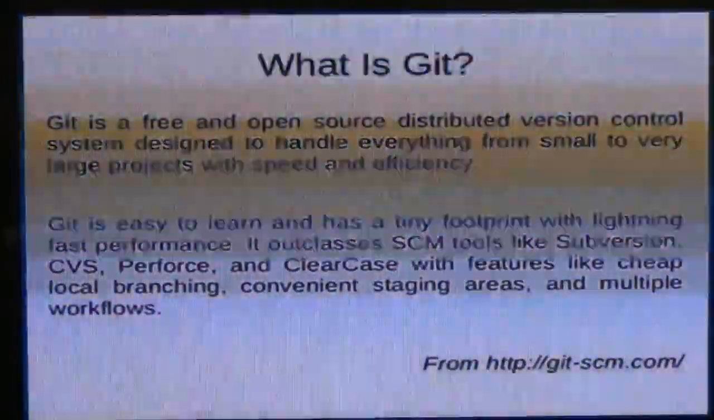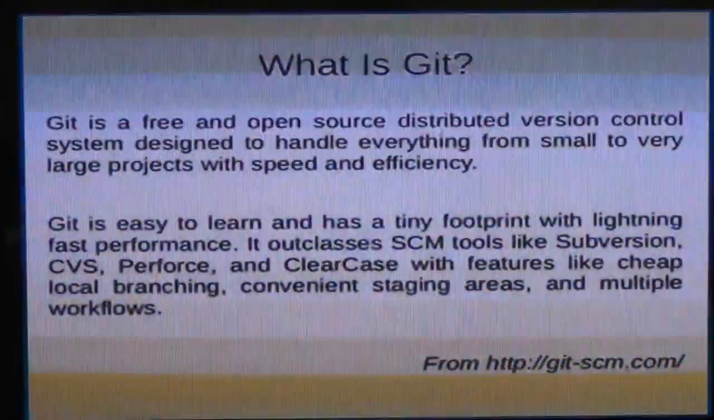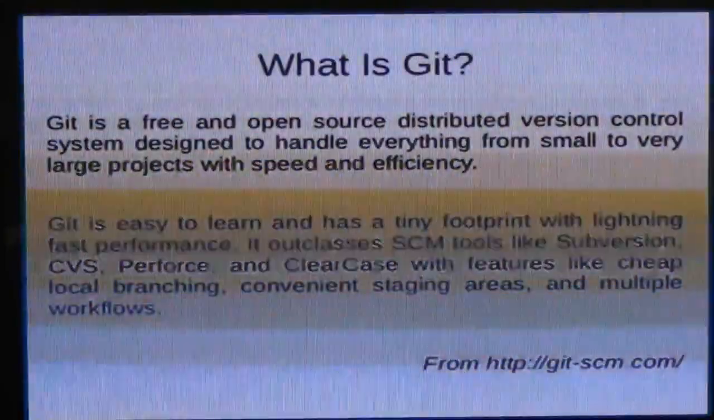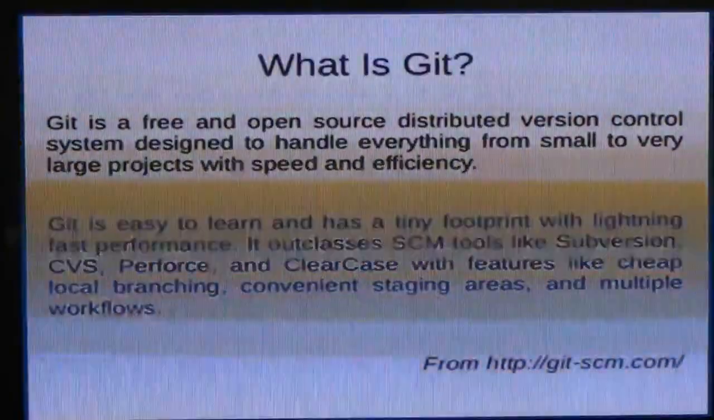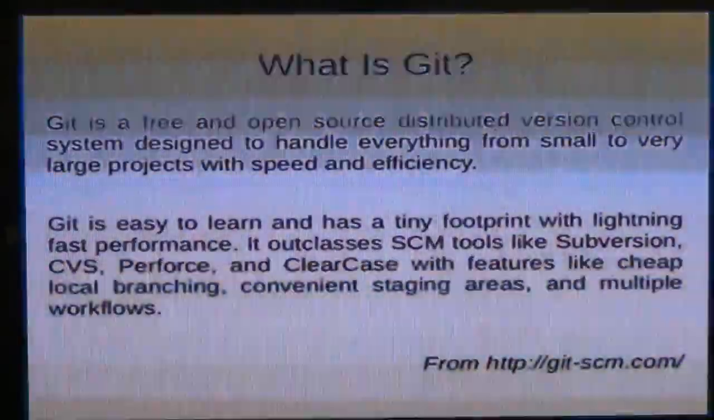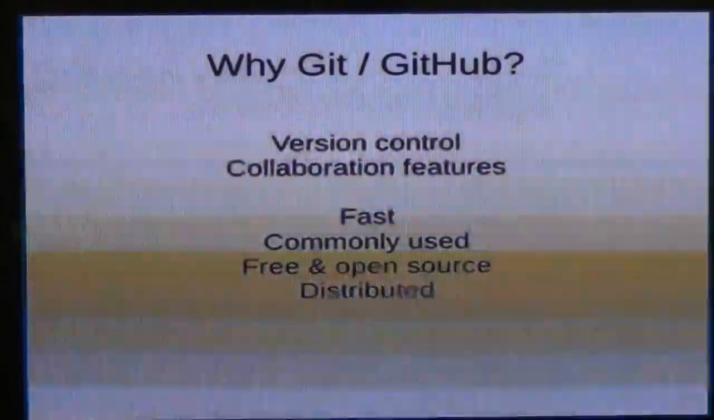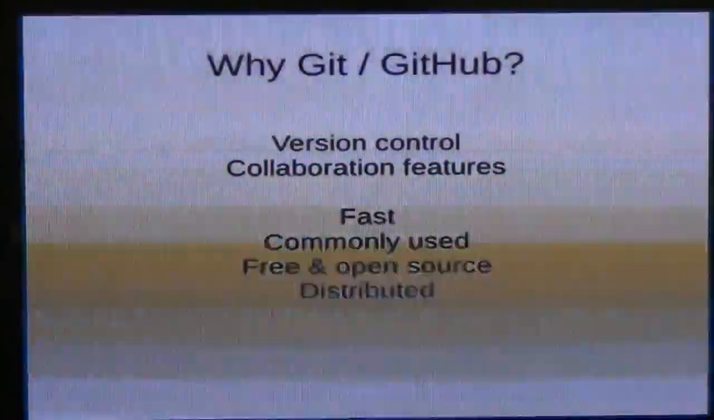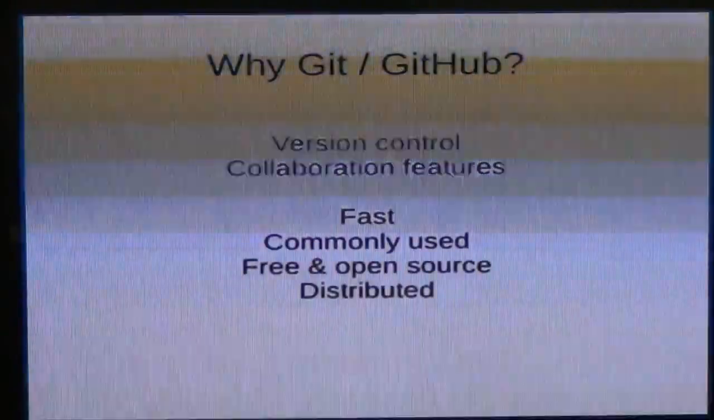So now we're going to the definition. What is Git? This definition is from their official website. They explain that Git is the best version control, it's distributed, it's fast and it's really good. But I would like to explain it to you a bit differently. So why should we use Git and GitHub? First of all, it's version control, and we'd like to follow all our changes. Also, it's a good collaboration tool, which is also good.